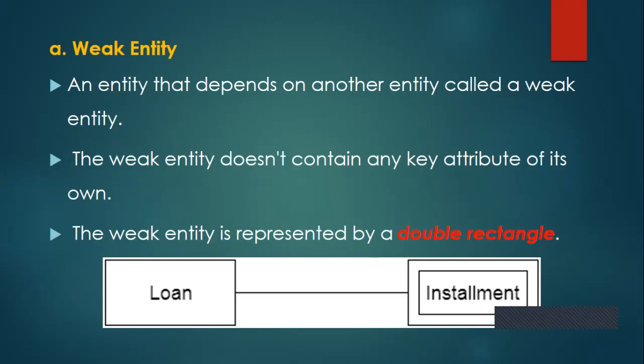Now, what is a weak entity? A weak entity is an entity which depends upon another entity. In a common technical term, an entity which depends upon another entity is called a weak entity. Before that, a weak entity is represented by a double rectangle. Now, let me give you an example. There's an employee. Previously, we have seen that an employee works in a department.